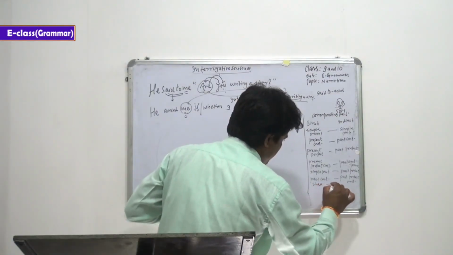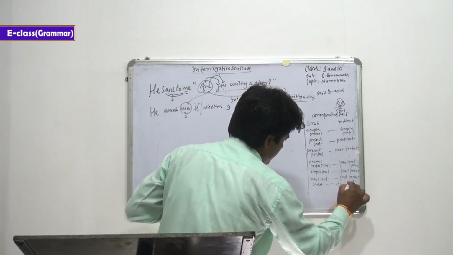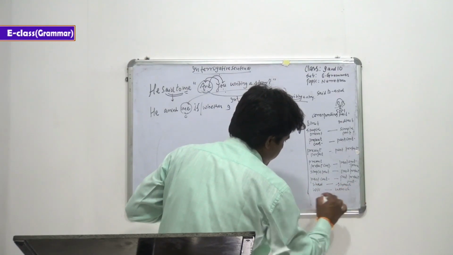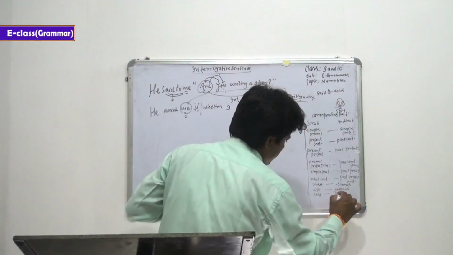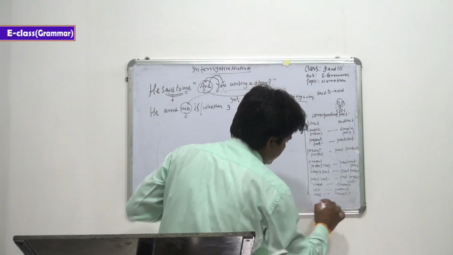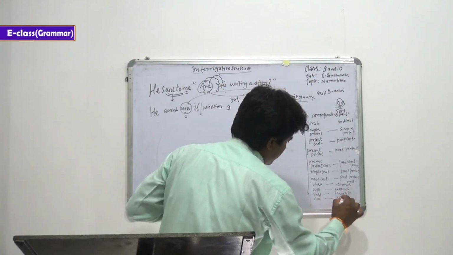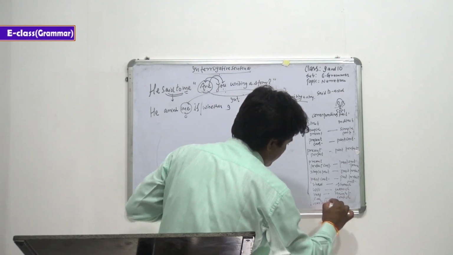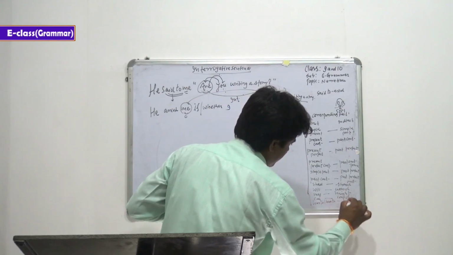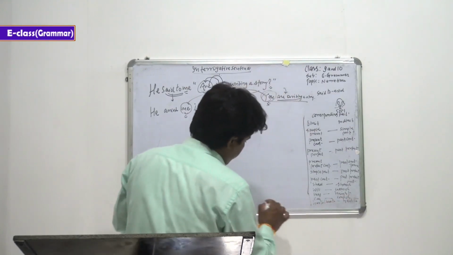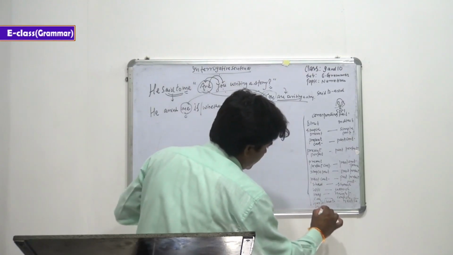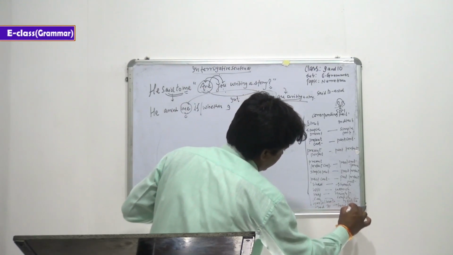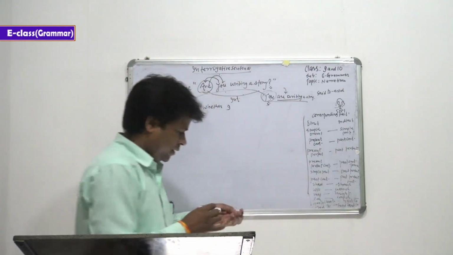Shall into should, will into would, may into might, can into could, has to, have to into had to, and had to into had to. Okay, this is the basic thing.